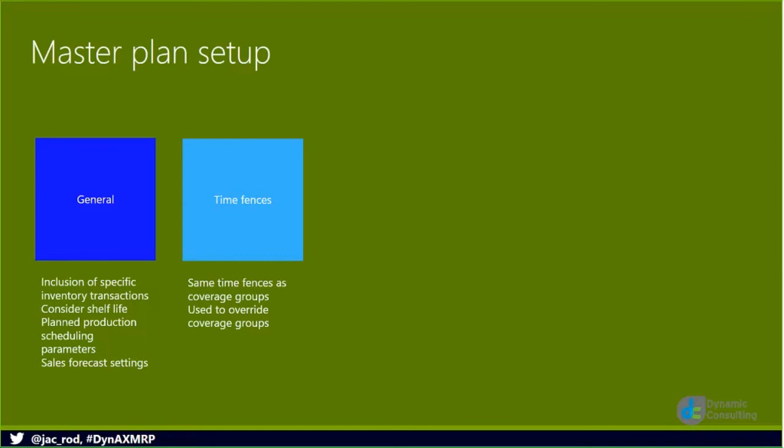So it's important to understand that those are only going to do anything if you have that override time fence set up. And then that overrides the time fences that are set up on the coverage group.